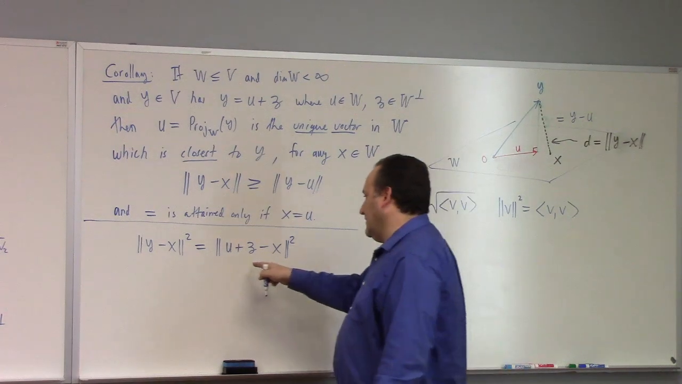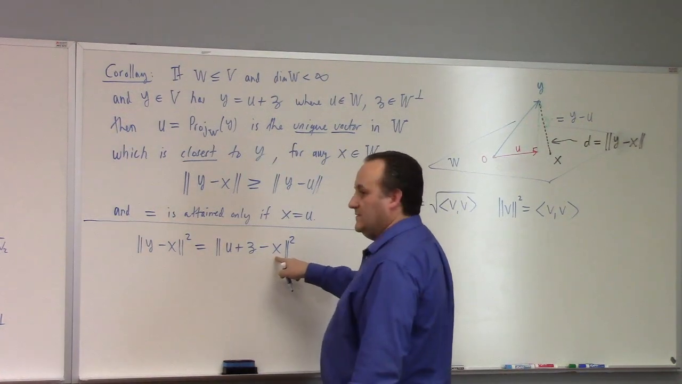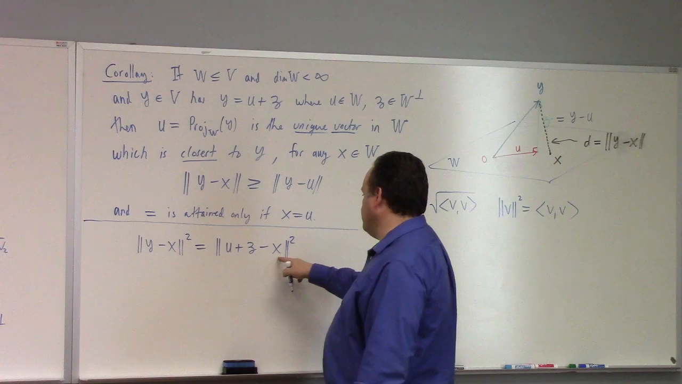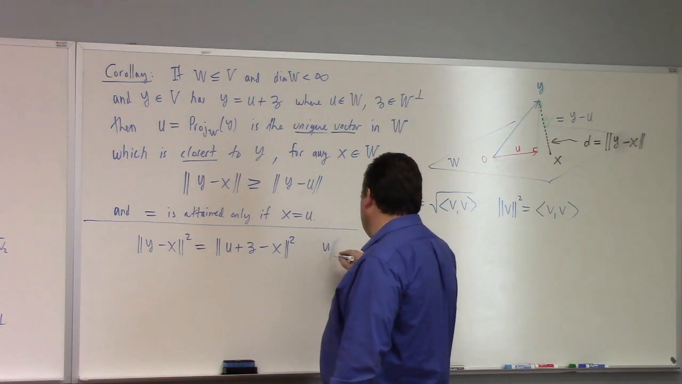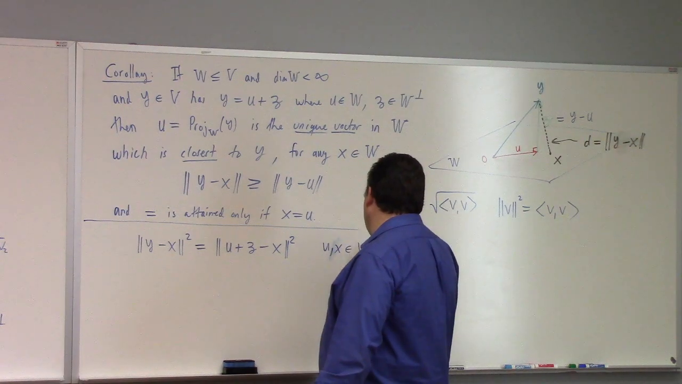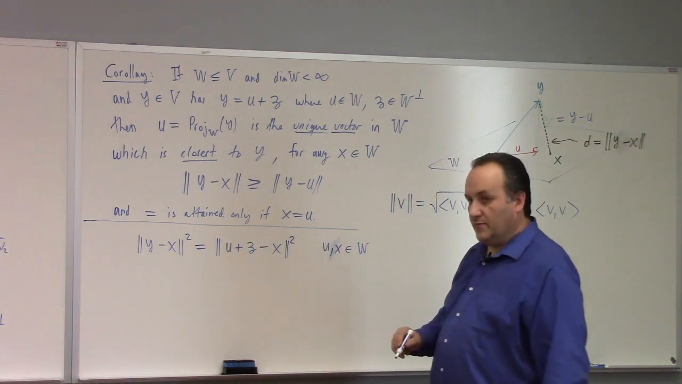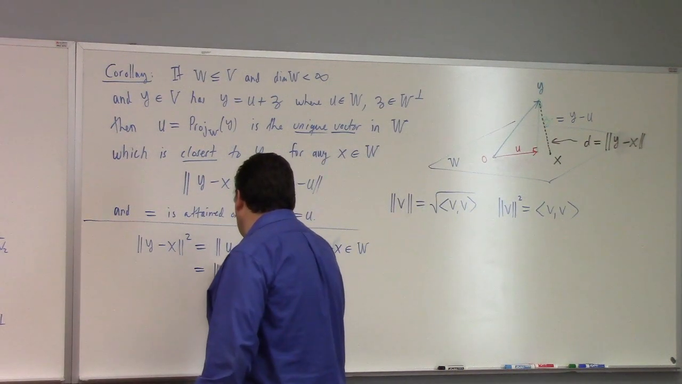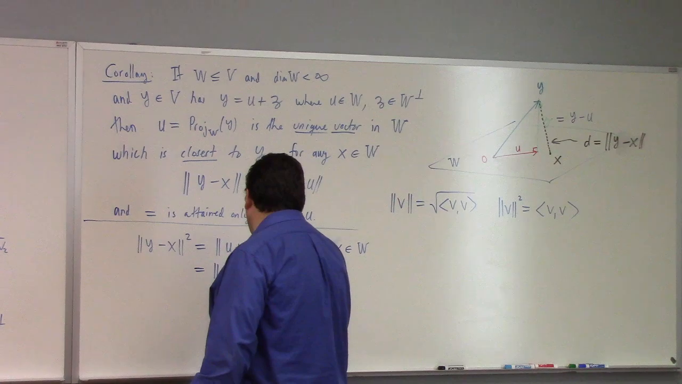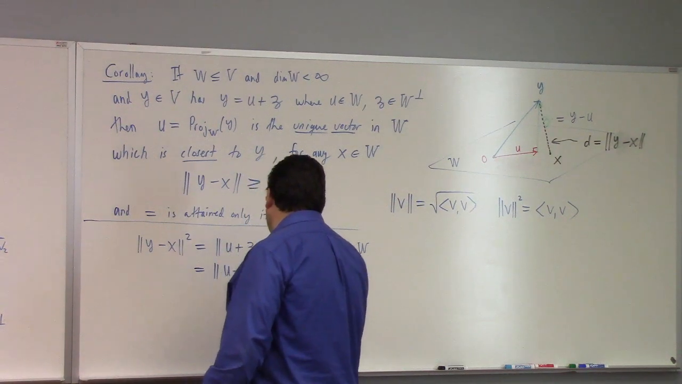Now, notice that u and x are both where? They're both in W. And as such, they're perpendicular to z by construction, right? So we're looking at the length of u minus x plus z squared.